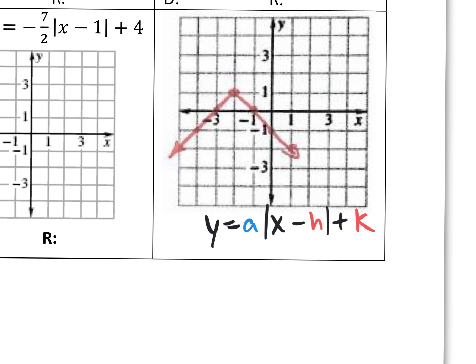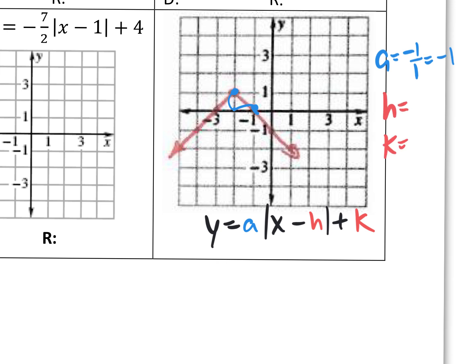In order to identify the a value, I need to pretty much find the slope of one of these pieces. So from the vertex to this dot, what do I do? I'm going down 1 over 1, right? So that's a negative 1 over 1, which is the same thing as just negative 1, or you could even just put a negative sign, okay? But we'll do that in a bit. We still need to identify the h and the k.